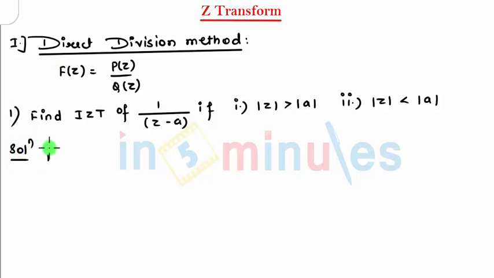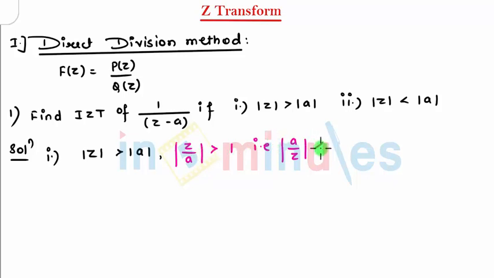So students, I'll be starting with first, that is mod of z is greater than mod of a. When we say mod of z is greater than mod of a, that means we can also write mod of z by a is greater than 1. Exactly. So we can also write this as a by z, which is less than 1. So now we start with F of z. My F of z is given as 1 divided by z minus a.